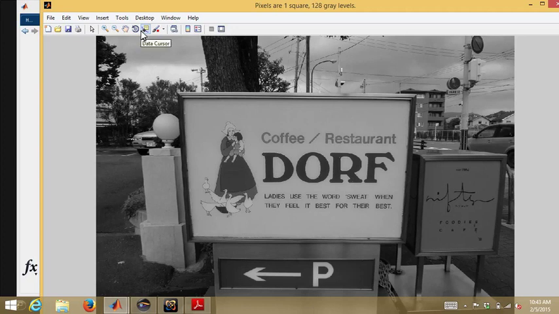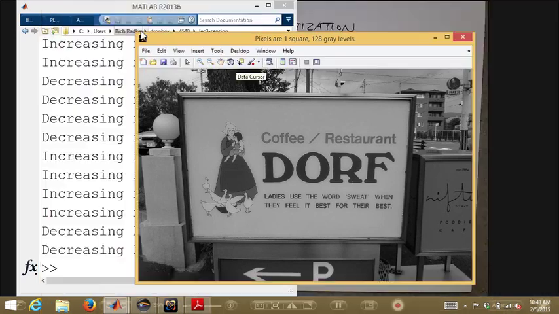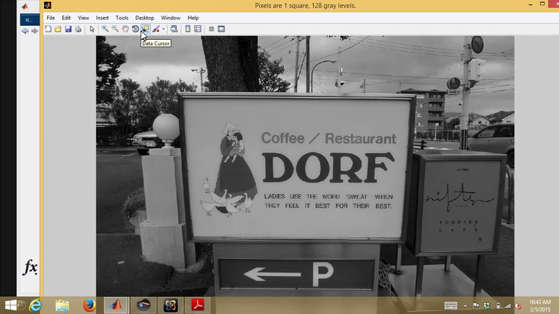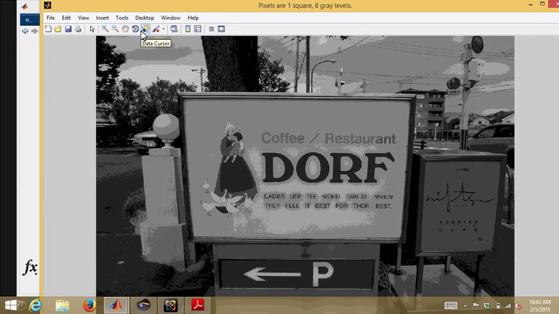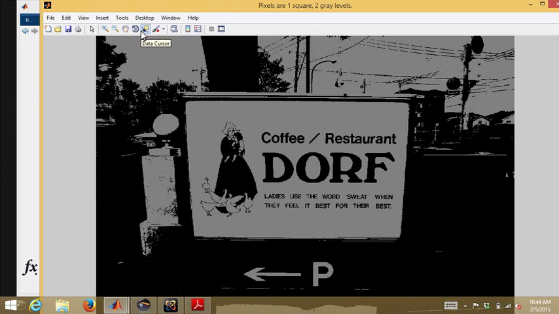And so when I round from 256 to 128, I don't actually see that much of a change. It looks about the same. Now I'm going down to 64 gray levels. The change from here to here, again, is still not super perceptible. 64 to 32, now things are starting to happen. And let me just take it all the way down so you can kind of see the effect.